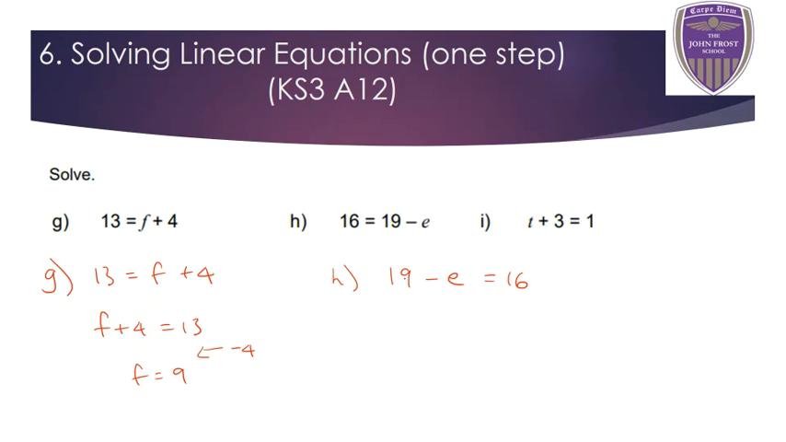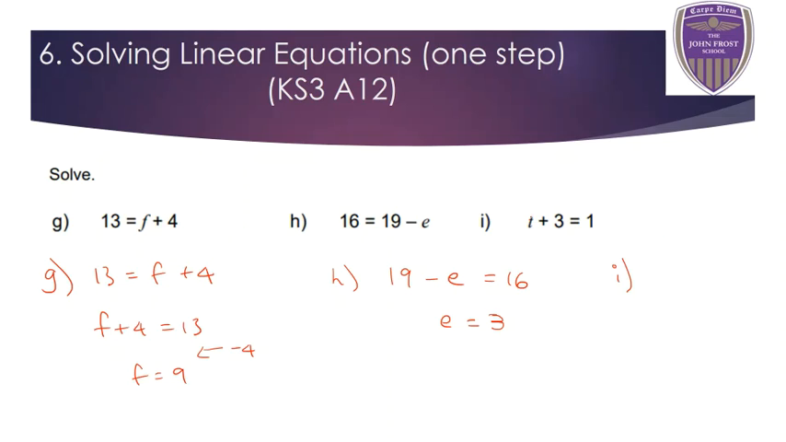Hopefully you can spot straight away that if you're on 19, just think of a number line. If you're on 19 and you're trying to get to 16, you'd have to subtract 3, wouldn't you? So that means e must equal 3, okay, because 19 minus 3 is 16, okay?